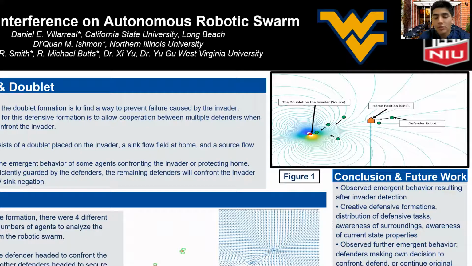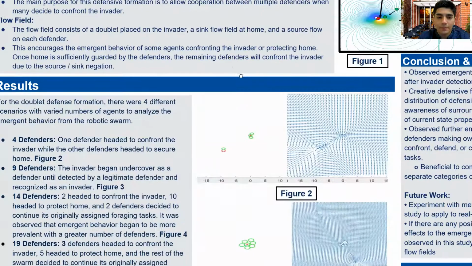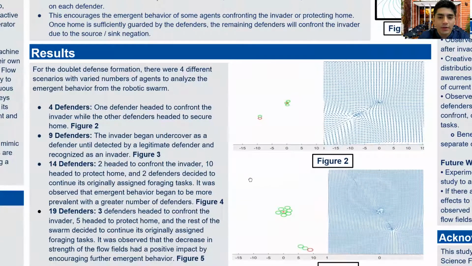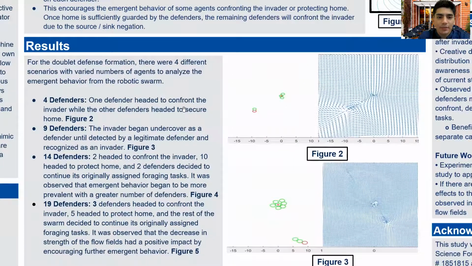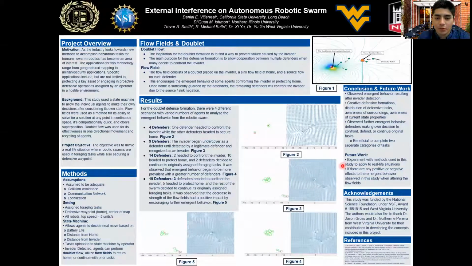And also the source, being that they are attracted to but also repelled from the invader, but they have this circular motion known as a doublet, which is very interesting and we'll be able to see in action when we get to the results. So when we look at the results here, we can see in these different figures that we vary the amount of defenders, shown in green, and the invader in red.